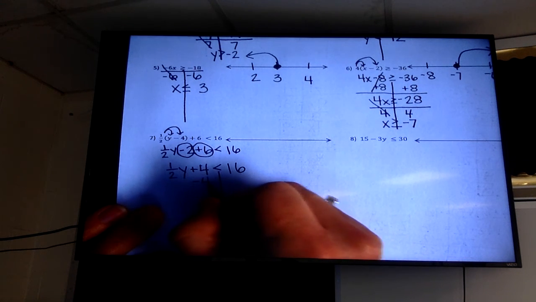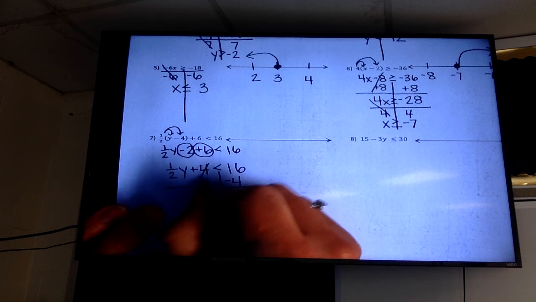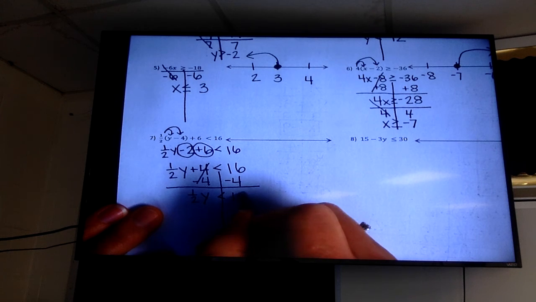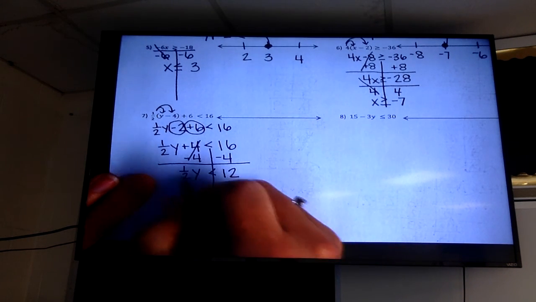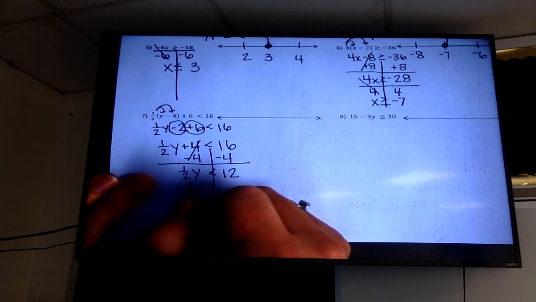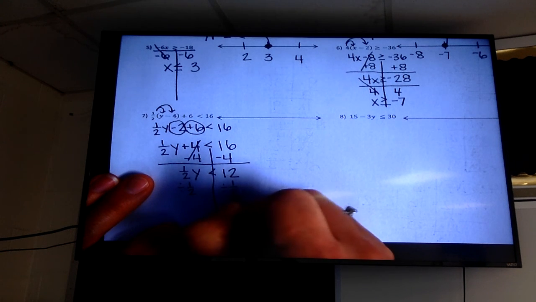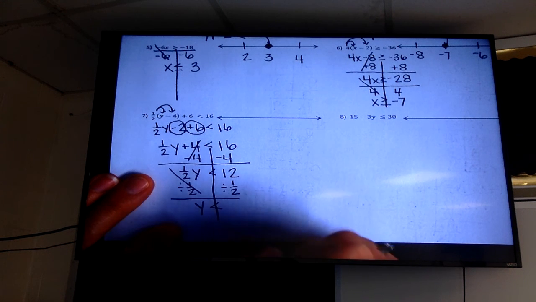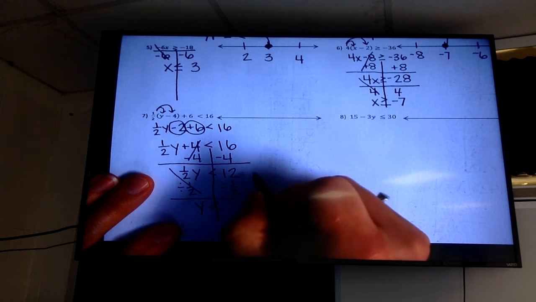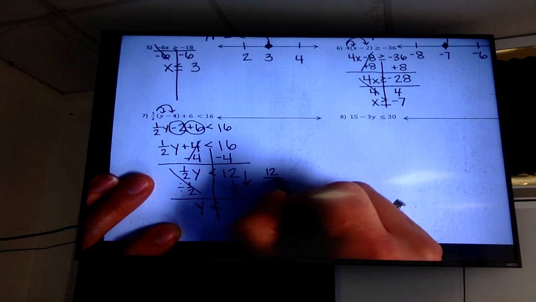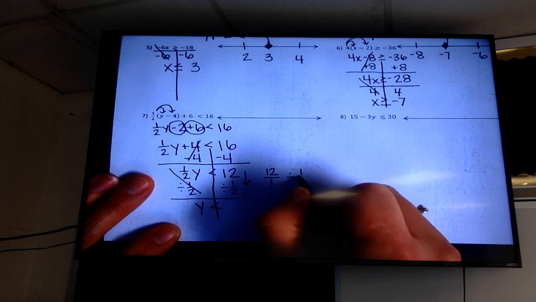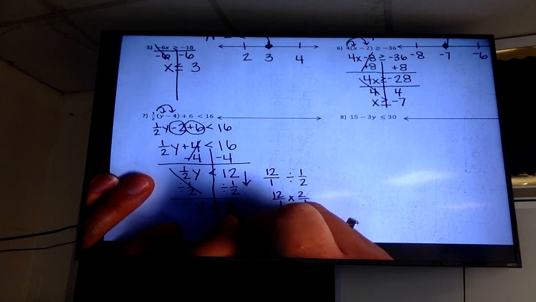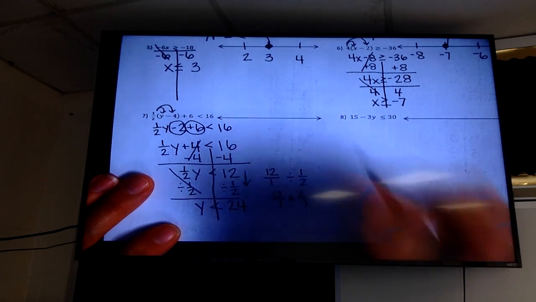Get rid of that constant. It's a positive 4, so I want to do a negative 4 or subtract 4. So I'm left with 1/2 y is less than 16 minus 4 is 12. A number next to a variable means multiply, and the opposite of multiplication is division, so I'm going to divide both sides by 1/2. So I'm left with y is less than, I didn't have to flip the sign because I divided by a positive. Now I have to be careful. Read going down, so it's 12 divided by 1/2, or keep, change, flip. Y is less than 24.